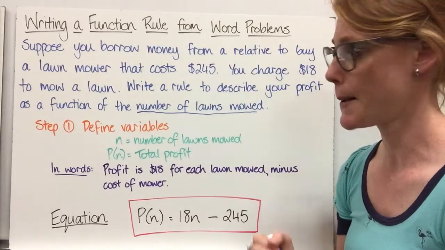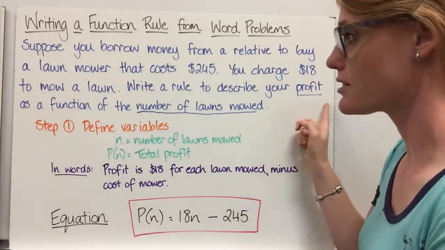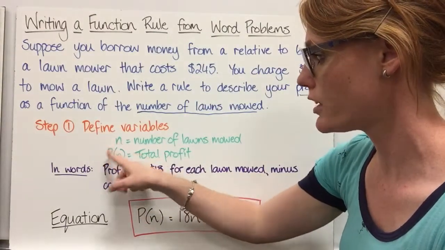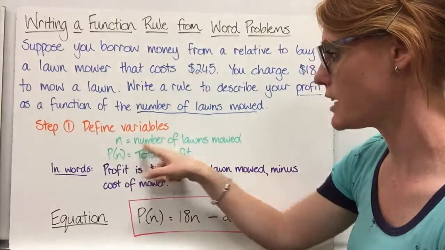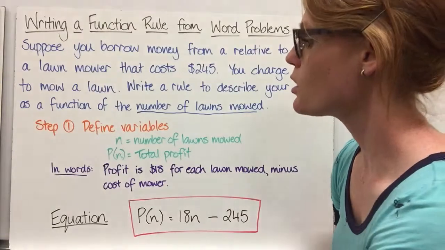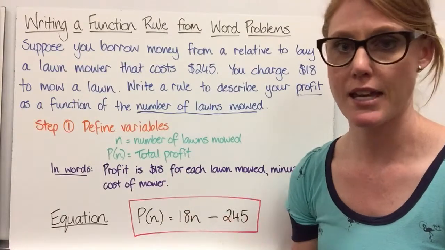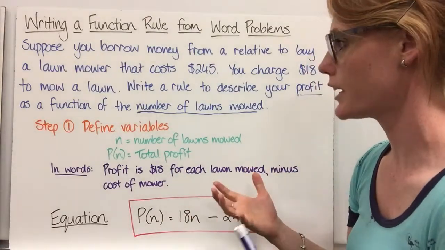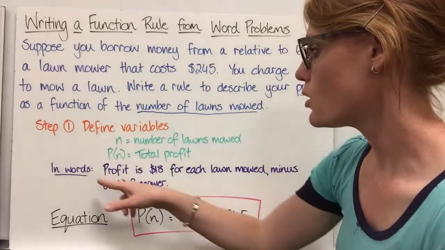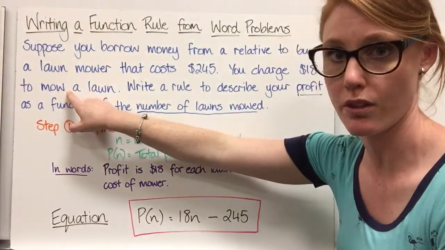So the other variable that I'm going to define is my profit. And I've been asked to write it as a function of the number of lawns mowed. So it's going to be profit of n. So n being the number of lawns mowed, p of n being the total profit. So what I'm going to do is think about, in words, what am I trying to say here in terms of writing a function of the number of lawns mowed to represent my profit. So what I'm saying is that my profit is $18 for each lawn that I mow.